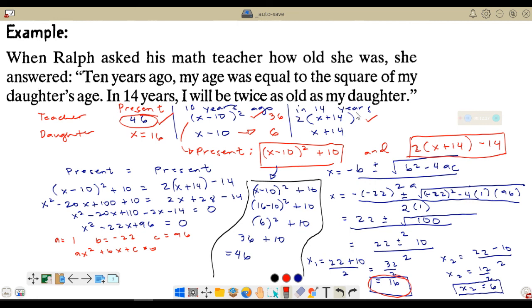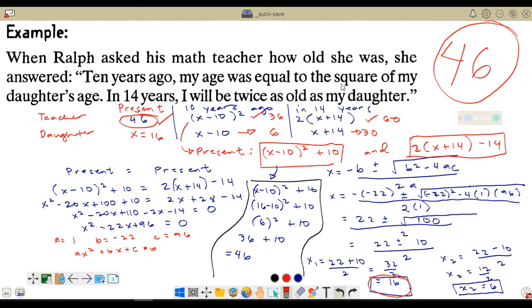How about in 14 years? Parehas pa rin ba yung magiging sagot natin? In 14 years, the daughter will be 30 years old. Okay? Twice the daughter's age. 2 times 16 plus 14. 16 plus 14 is 30. Times 2, that is 60. And 46 plus 14 is 60. Is 60 twice 30? Yes. So the answer here is 46. The age of the mother is 46.